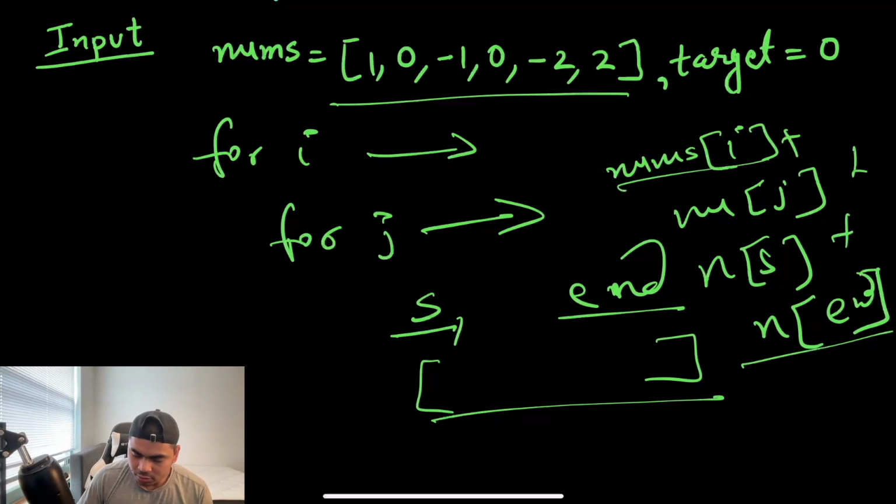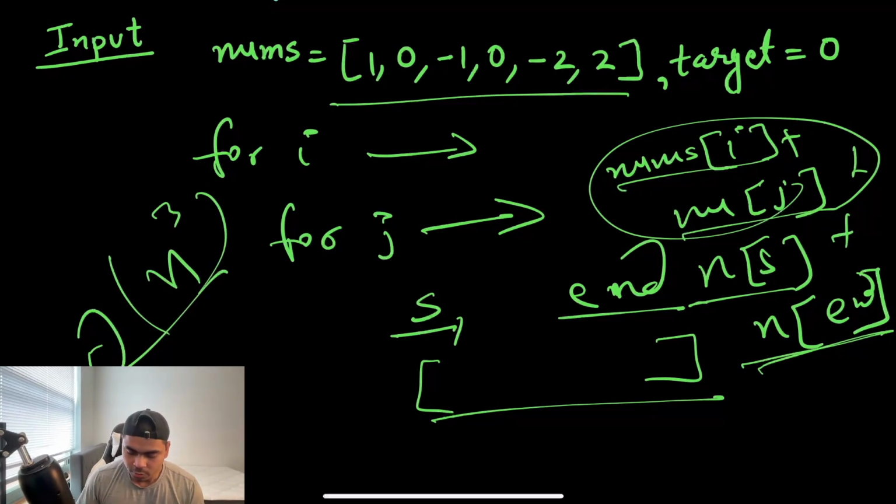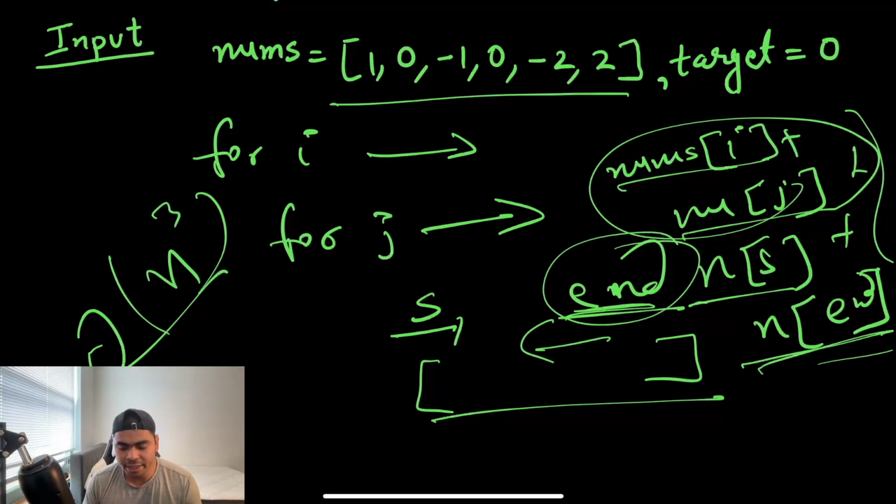So these two will be fixed, but these two can move in big O of n time complexity, so that our total time comes down to big O of n cubed. What will happen is, if this is equal to the target, then we add it to our result. Otherwise, if the sum is greater than the target, that means we need to bring this end down, and if it's equal to a value that we have seen before, then bring it down more.